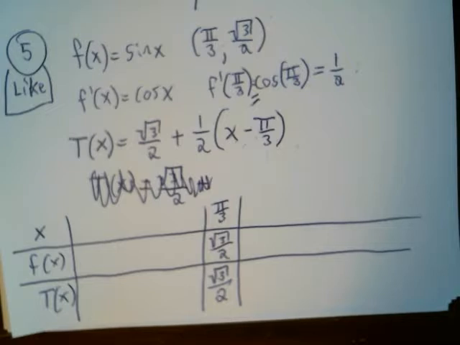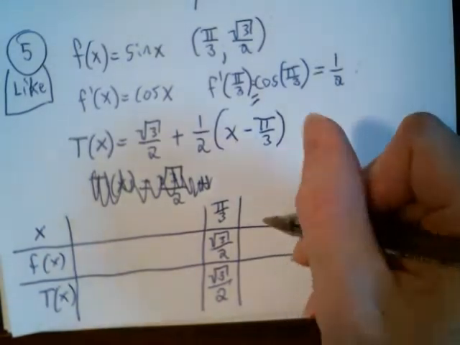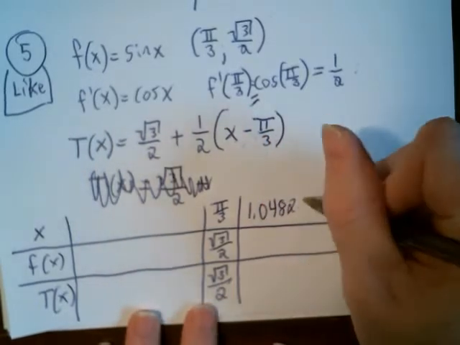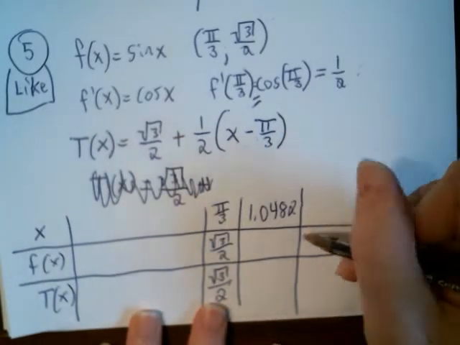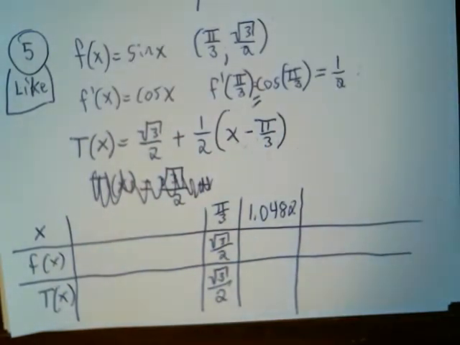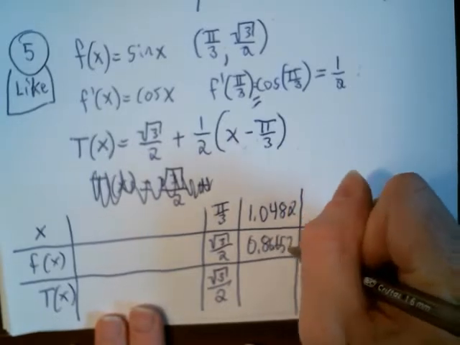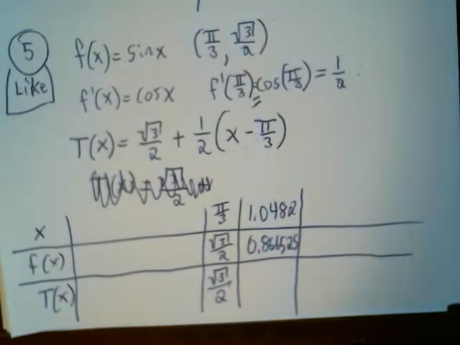So let's say pi over 3 plus 0.001. Okay, so let's test 1.0482 radians and put it into each function here. So let's do this. The sine of that value, so second sine of answer gives me 0.866525 about. And then I'm going to store my tangent line into my y equals menu right now.